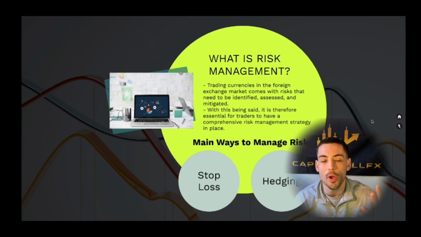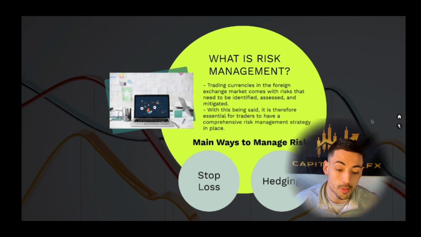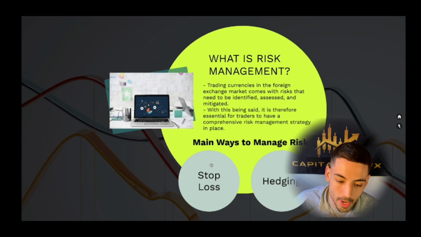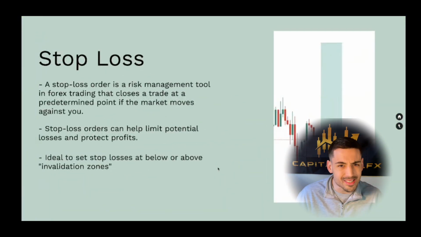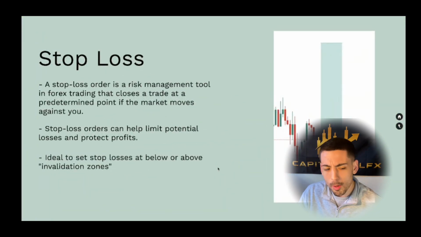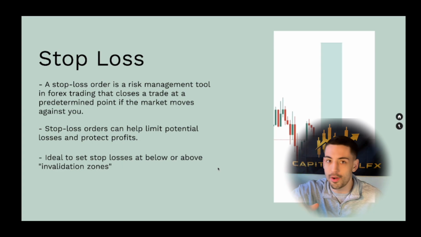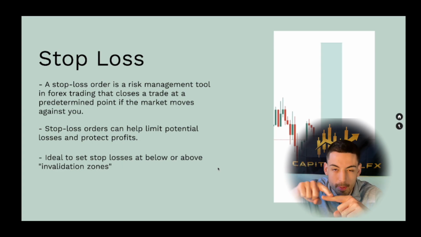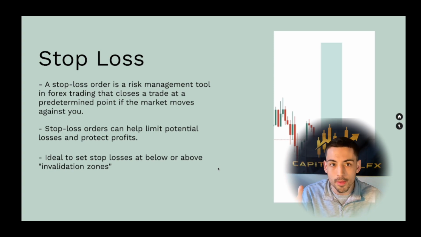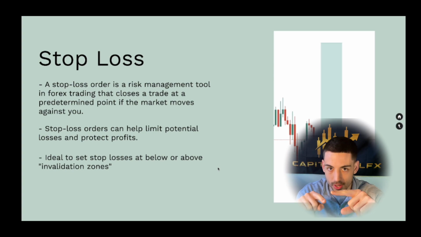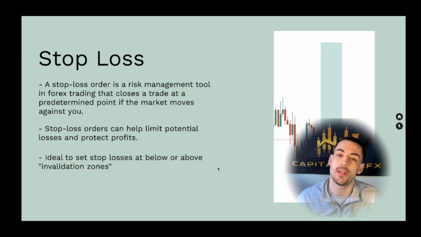There are two main ways that you manage risk in the foreign exchange market. Most people are very familiar with the first way. It's using a stop loss. What is a stop loss? Well, a stop loss order is a risk management tool in Forex trading that closes a trade at a predetermined point if the market moves against you. So you have your buy order around a significant horizontal level, right? And you're anticipating that price is going to move towards the upside. But what if price moves towards the downside, the opposite direction that you anticipated it was going to go in?